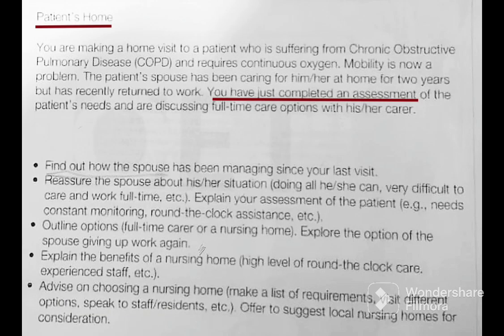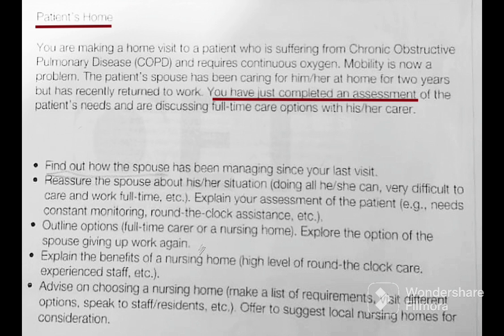And here they have given it is a patient's home. You are making a home visit to a patient who is suffering from chronic obstructive pulmonary disease and requires continuous oxygen. Mobility is now a problem. The patient's spouse has been caring for him or her at home for 2 years but has recently returned to work. You have just completed an assessment of the patient's needs and are discussing full-time care option with his or her carer. The first task is find out how the spouse has been managing since your last visit.